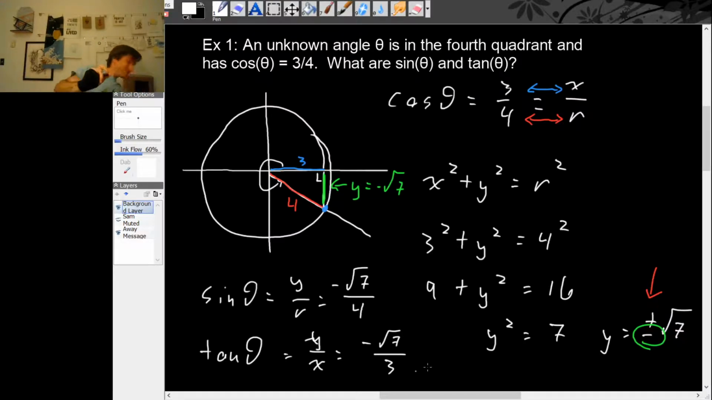Okay. All right. So you can see that if you can draw a version of the most important diagram that reflects your geometric situation, what you know about the angle and the x and the y coordinate, you can often use that to find any trig function that you want.